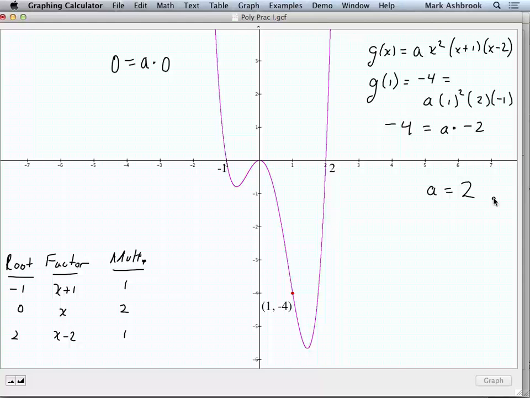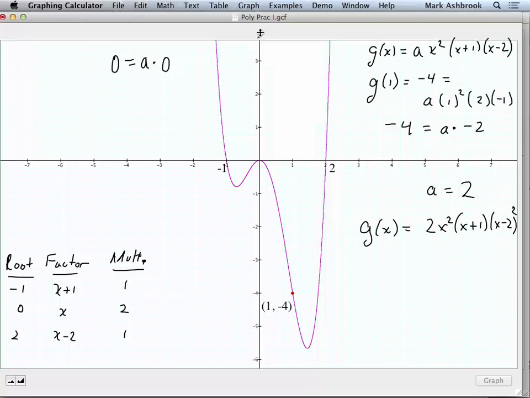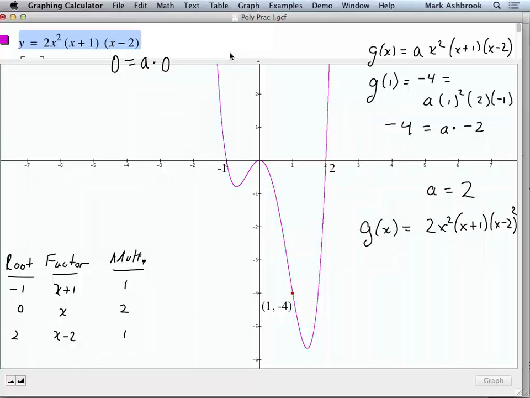Did we do the math right? So therefore, g of x is 2x squared, x plus 1, x minus 2. Let's see how smart you are. Did I write it wrong? And that's it. That's what I originally graphed: 2x squared, x plus 1, x minus 2. Okay, one more.